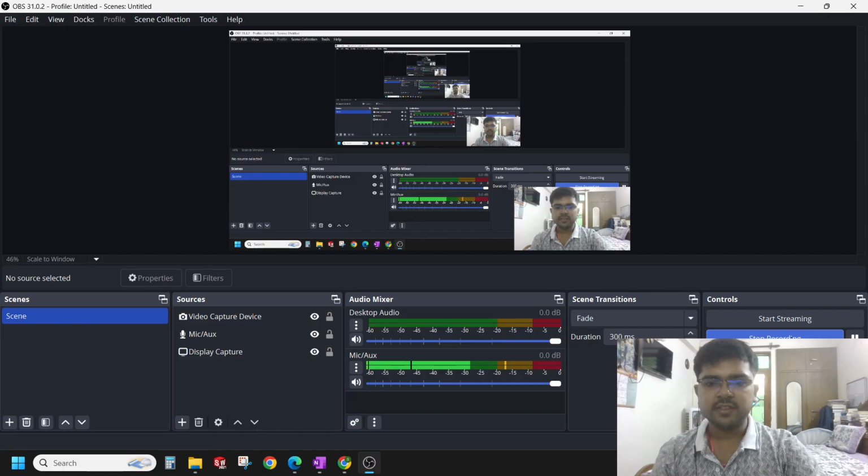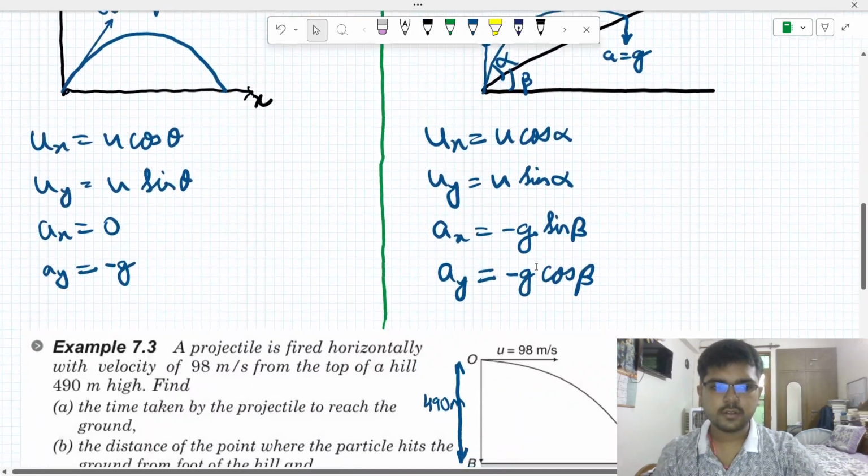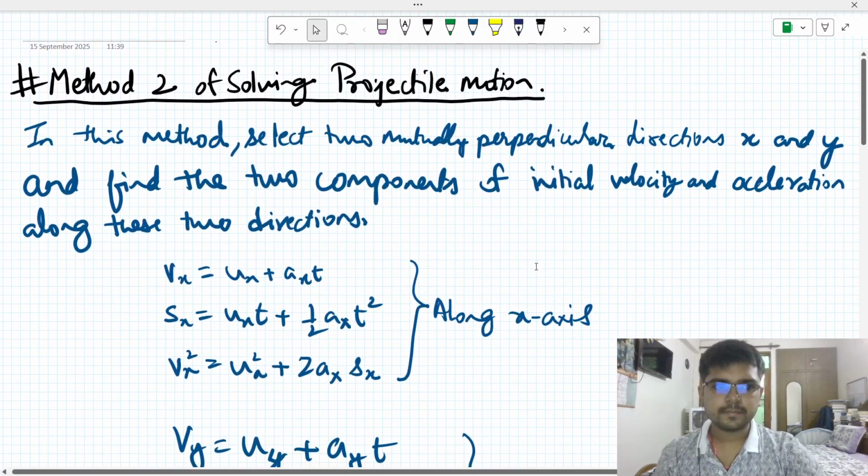Welcome to the physics class. In this video, we are going to study method 2 of solving projectile motion, and we are also going to solve an example on projectile motion. So, in this method, we have to select two mutually perpendicular directions x and y and find the two components of initial velocity and acceleration along these two directions.